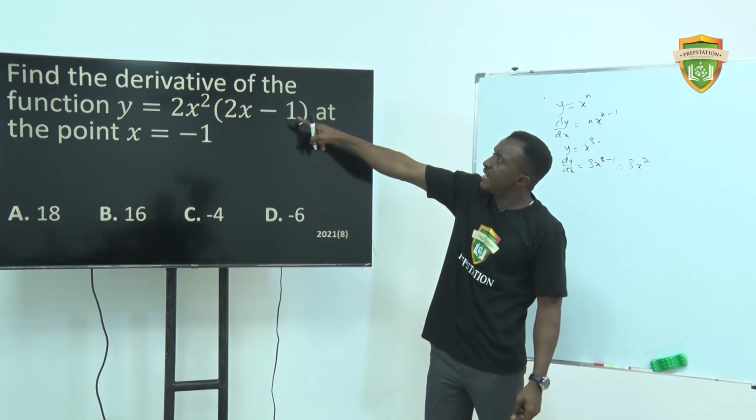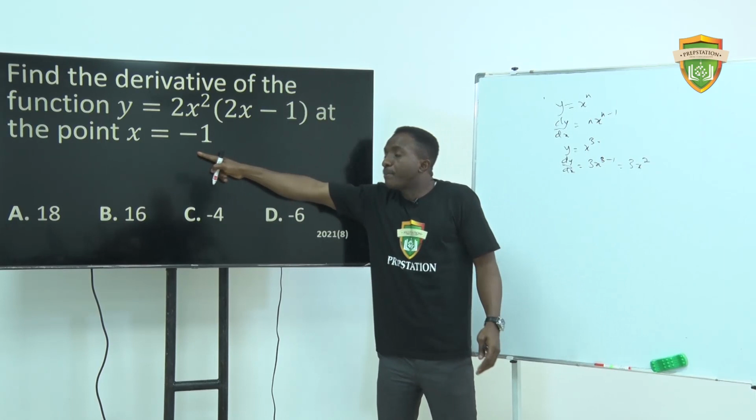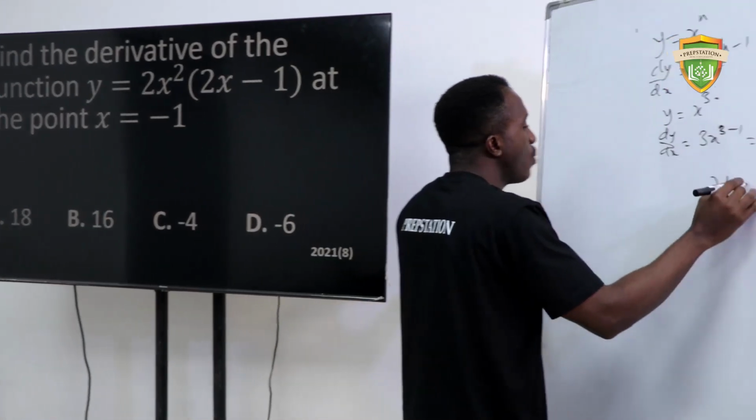Now, they said we should find the derivative of this function. This is a very simple question. At the point where x equals -1. Now, what is the function? Let's write the function.